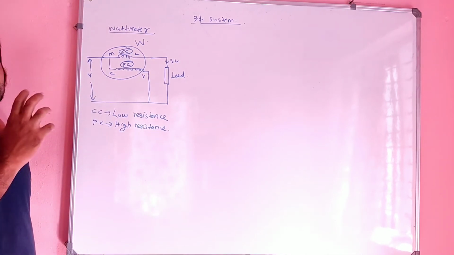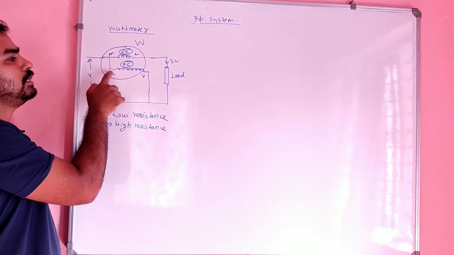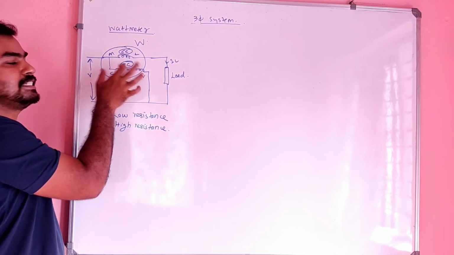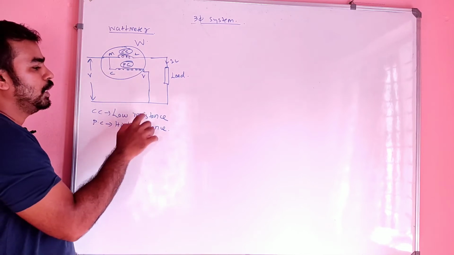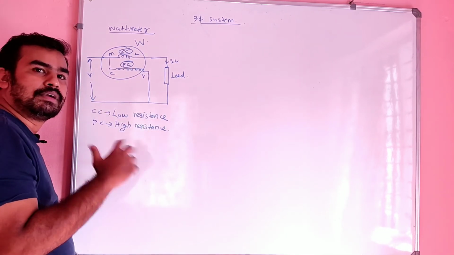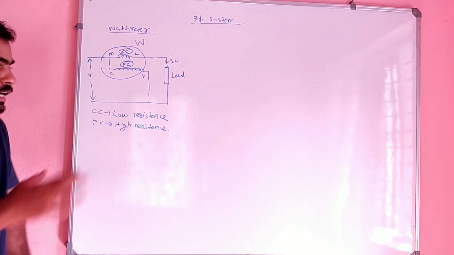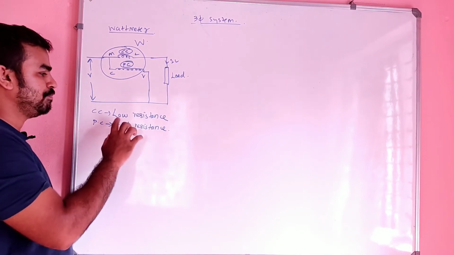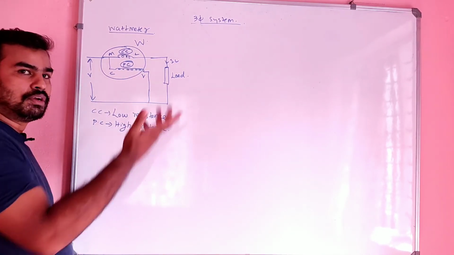The voltage coil functions like a voltmeter. In order to measure the potential difference between two lines, the pressure coil is used. That is why its resistance is very high. The current coil has low resistance and high inductance, and the pressure coil has high resistance and low inductance. Inductance and resistance are opposite quantities.